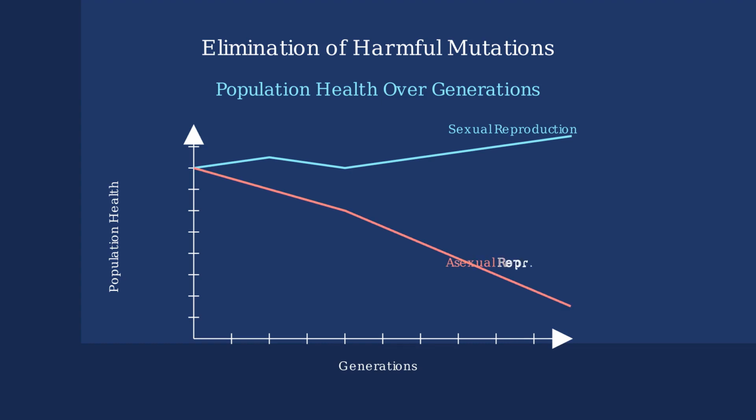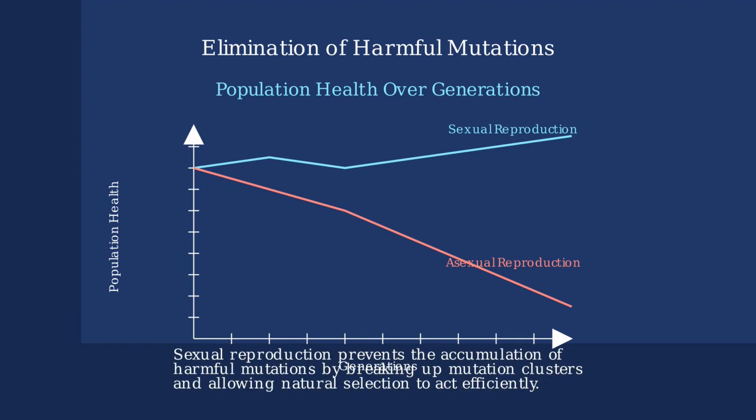In contrast, asexually reproducing populations experience a steady decline in health as harmful mutations accumulate over time with no mechanism to remove them, a clear demonstration of Muller's ratchet. This ability to eliminate harmful mutations represents one of the most significant evolutionary advantages of sexual reproduction, helping species maintain their genetic health over long timescales.